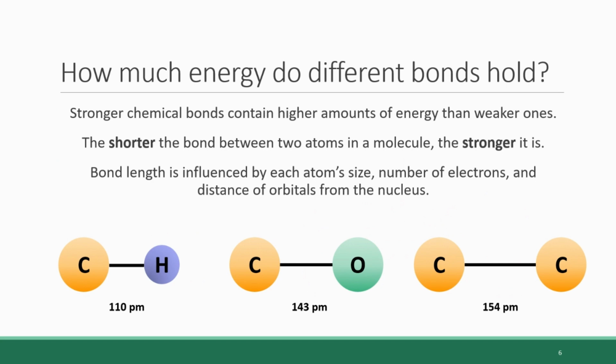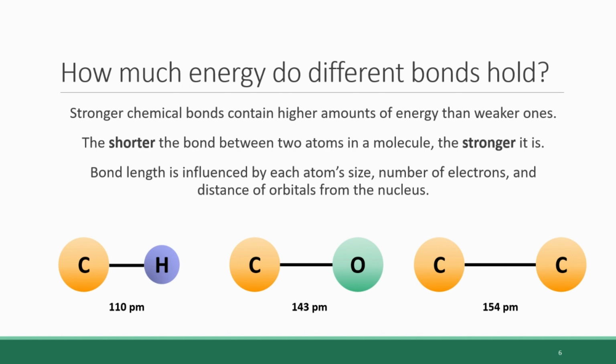So the first bond, the one between carbon and hydrogen, is the shortest and therefore the strongest. And the reason why it's the shortest is because hydrogen is a very small element. It's the smallest of all elements, in fact. It only has one electron. Its orbital is very close to the nucleus, so things aren't as crowded in the bond between carbon and hydrogen, and these two atoms can get closer together comparatively to carbon and oxygen and carbon and carbon.